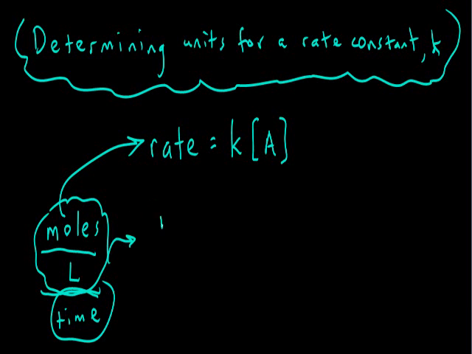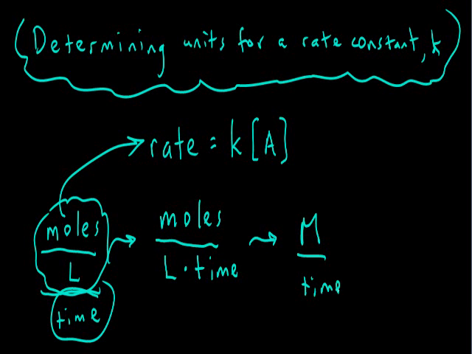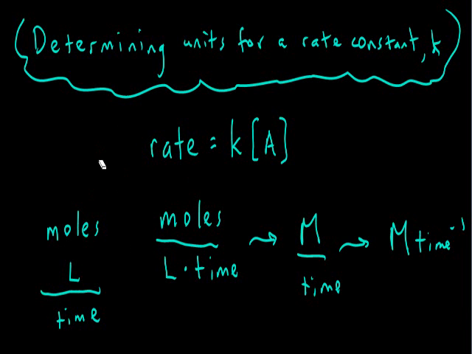Now moles per liter per time could also look like this, where we might see moles over liter times time, which is the same thing as moles per liter per time. Or this might appear as a capital M for moles per liter, and that over time, which is the same thing as a capital M times time raised to the -1 power. But no matter how it's expressed, it's always in terms of change in concentration per time, which is moles per liter per time.